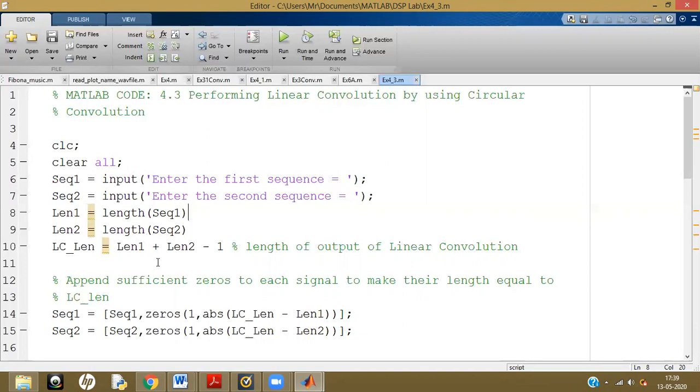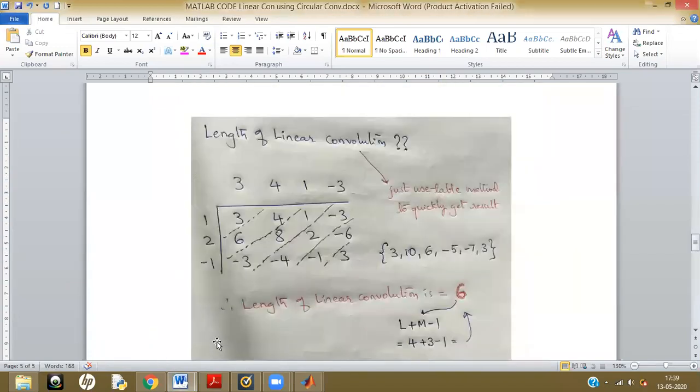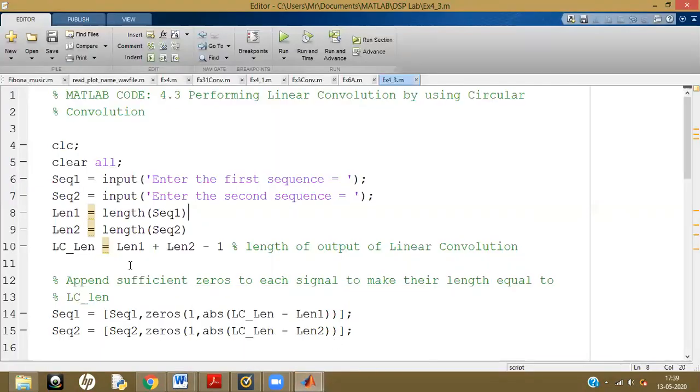As I told you in the previous discussion, the length of the linear convolution is the length of the first signal plus the length of the second signal minus 1. Therefore, I am finding the linear convolution length as length of the first signal plus length of the second signal minus 1. To use this formula I require length 1 and length 2, which lines 8 and 9 give me, and I'm using them directly in the formula.